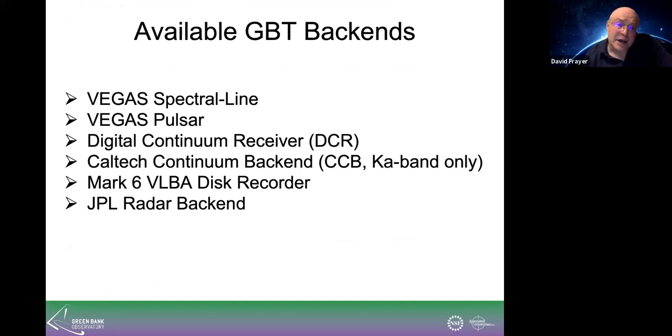Okay, the back ends: we have the VEGAS spectral line back end, and we also use VEGAS in pulsar modes to do the pulsar science. So I would suspect that most of us, that's what we're going to primarily be doing. We could do some continuum work. The CCB you can only use with the Ka band receiver. We won't do that. We're not going to be doing any VLBI work, and we're not going to do radar work. So most likely what we'll use is VEGAS or the DCR.